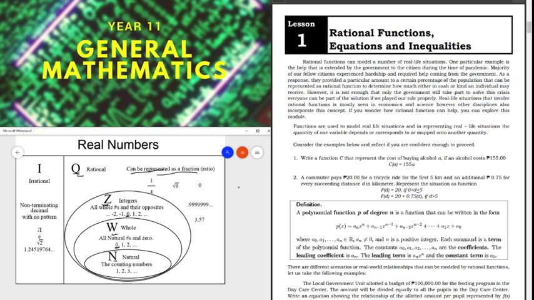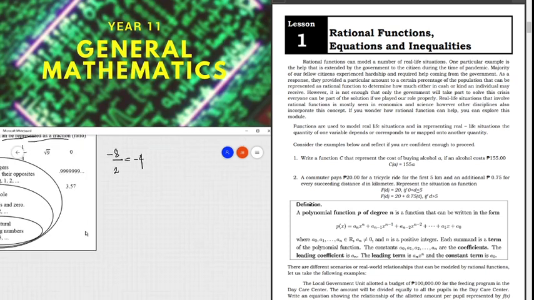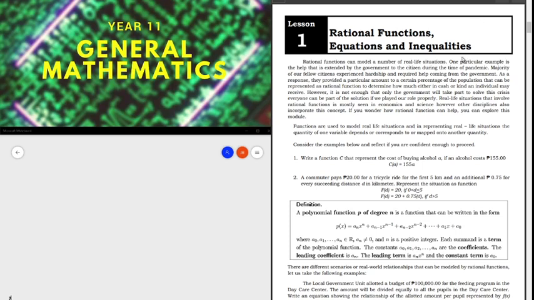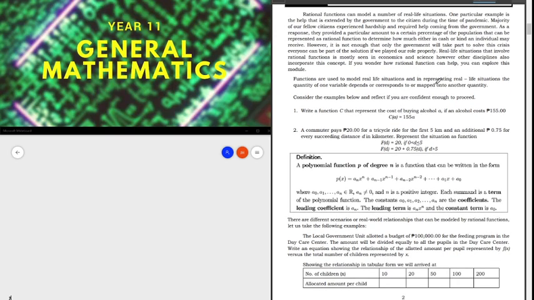When you say integers, say for example, negative 8 over 2. These are what we call integers, the positive and negative numbers. So we have negative 8 divided by 2. The answer is negative 4. So rational numbers. What is a rational function? It can model a real life situation. Real life situations that involve rational functions are mostly seen in economics and science. However, other disciplines also incorporate this concept.